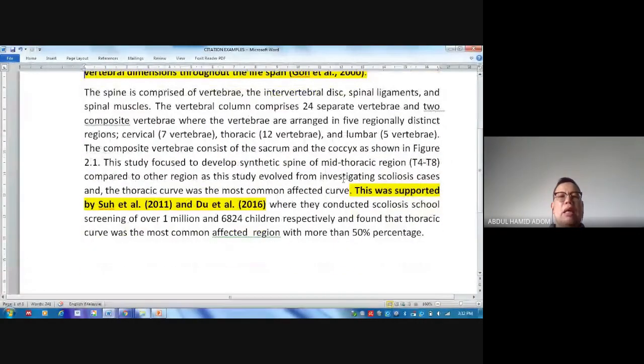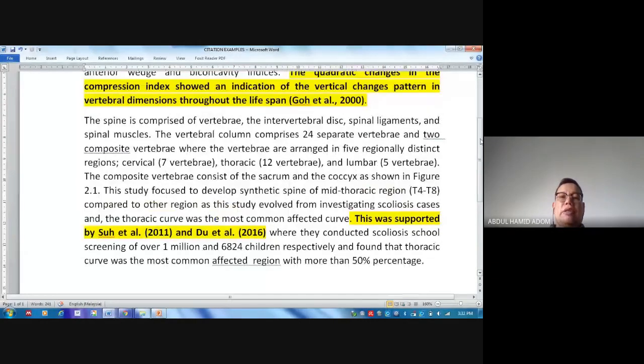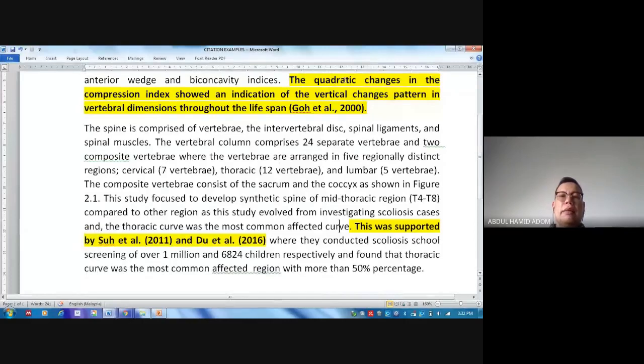Another way is when they are actually part of the subject. You see, this was supported by Su et al. 2011 and Du et al. 2007, where they conducted and so on and so on. So in this kind of way, you only put the year in brackets. The first method is actually like this. You can see the difference. This is the normal one. But if you are referring to them in the text like this, then it should be written as such.